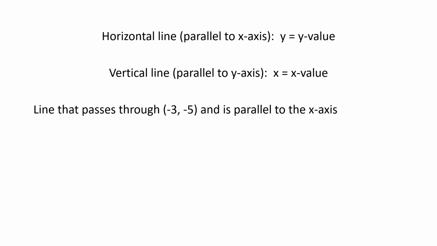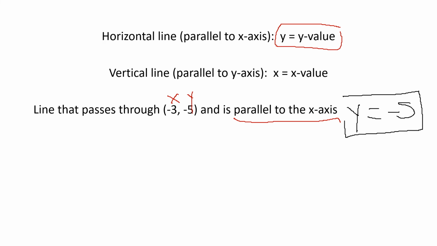Find the line that passes through -3, -5, and is parallel to the x-axis. Parallel to the x-axis means it's horizontal. And if it's horizontal, I use y equals the y value. And remember, this is x, this is y. So the equation of a line that passes through -3, -5, and is parallel to the x-axis is y equals -5. And that's all there is. No actual math needs to be done. You just need to process through the information and pull out the correct information.